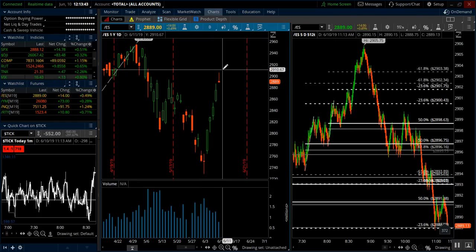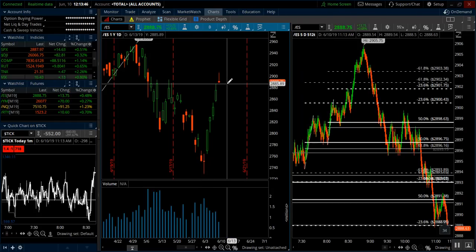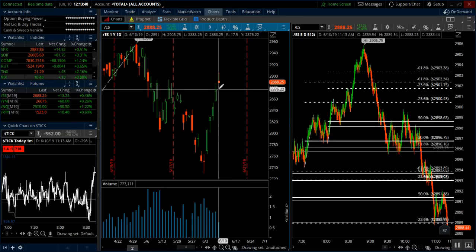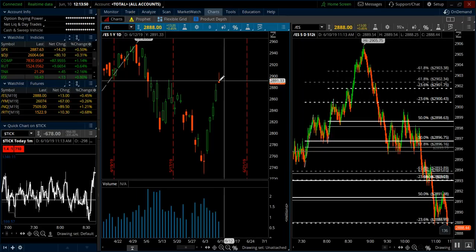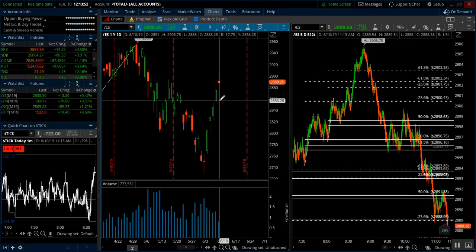Now, with a strong move up like this, one thing I am going to be watching out for is a little bit more of a bull flag. So we may only pull back to like 2860.